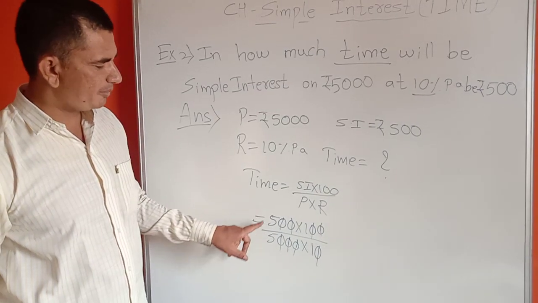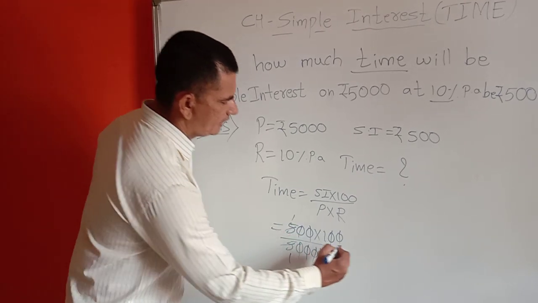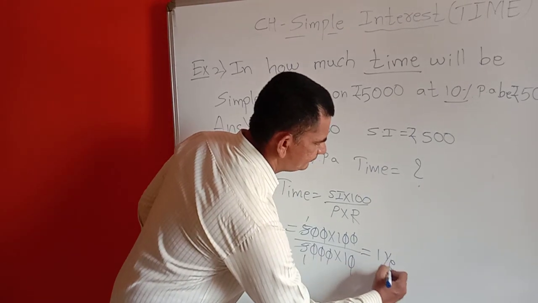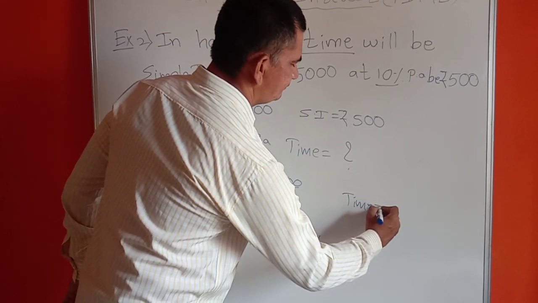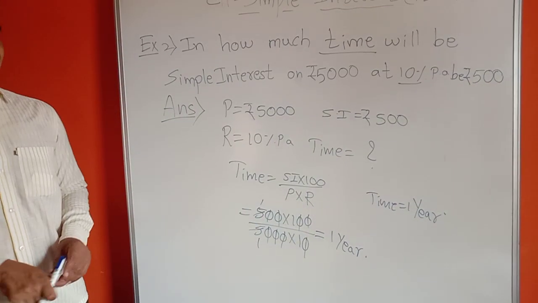So what is remaining here? 5 and 5 are there. Both are in the same table: 5 ones are 5, 5 ones are 5. So what is the answer? It's 1 year. So students, the time is 1 year. This is how to find out the time.